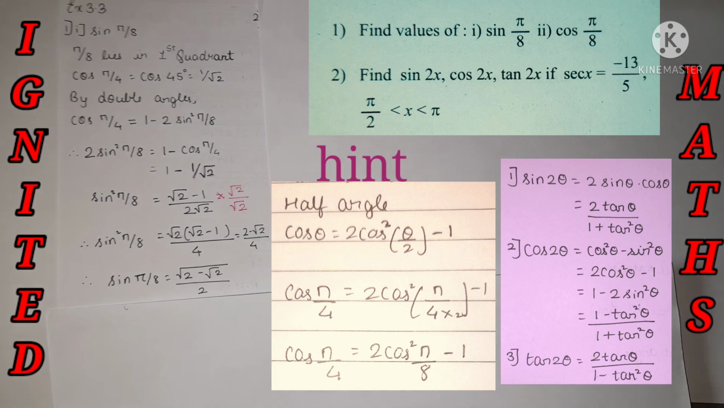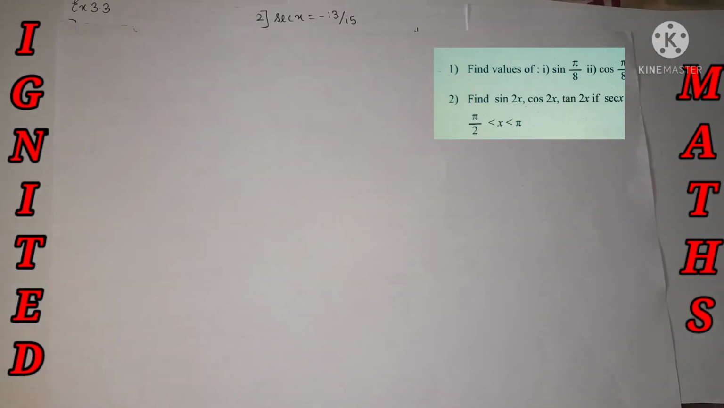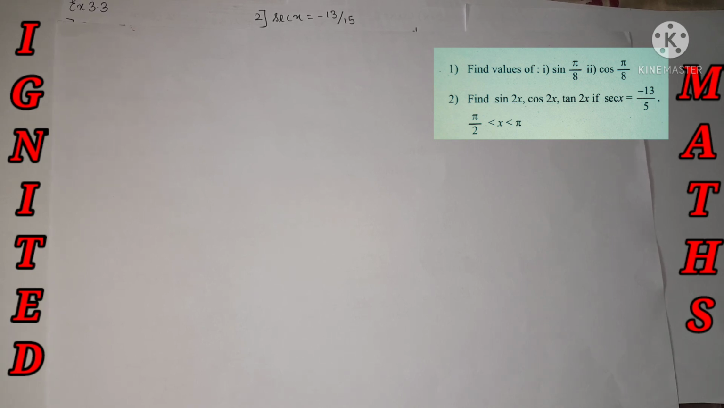Now let's move to the second question. Start with the second main question. Yes, we need to find the value of sine 2x, cos 2x, tan 2x, if sec x is equal to minus 13 by 5 and x lies between pi by 2 and pi, it's nothing but 90 to 180. Yes, okay, they have given the hint where x lies, and we need to find certain trigonometric functions with the certain angles given.